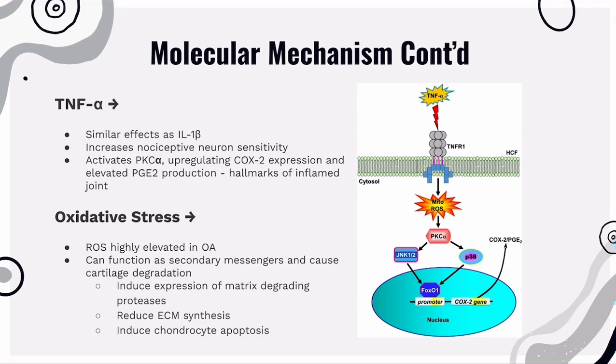Oxidative stress from reactive oxygen species is also highly elevated in osteoarthritis. This further contributes to inflammation by activating the nuclear factor kappa B pathway and stimulating cytokines. ROS can also function as secondary messengers and cause cartilage degradation by inducing the expression of matrix-degrading proteases, reducing ECM synthesis, and also inducing apoptosis.